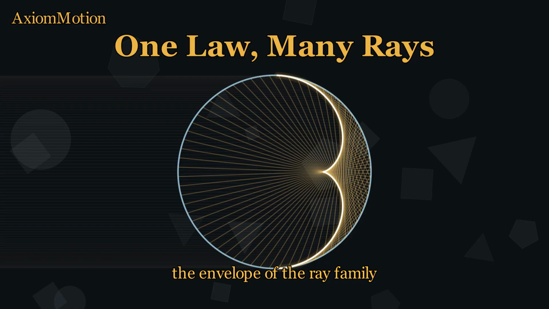Physicists prefer an older word. They call it a caustic, from the Greek word for burning, because where rays concentrate, light really can burn. And the fiercest point of all is this spike, the cusp, which sits exactly half the radius from the center, halfway between the middle of the cup and the far wall.